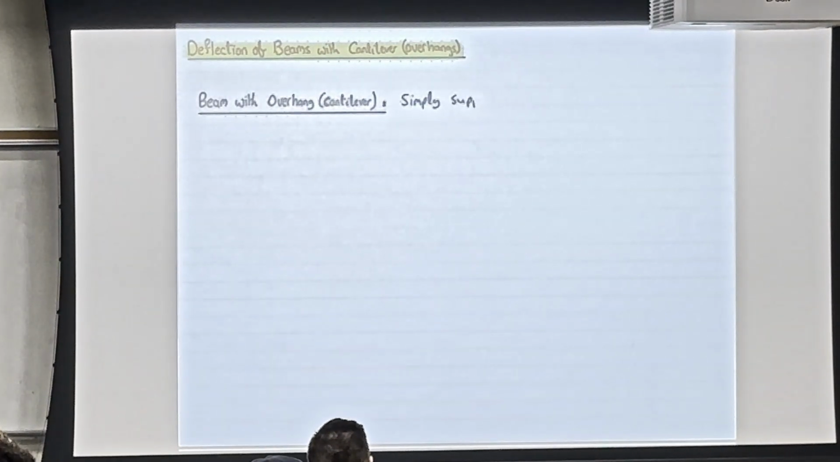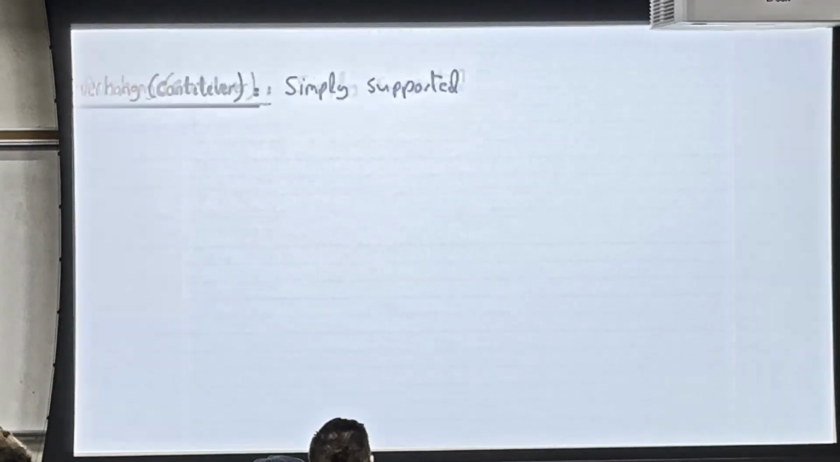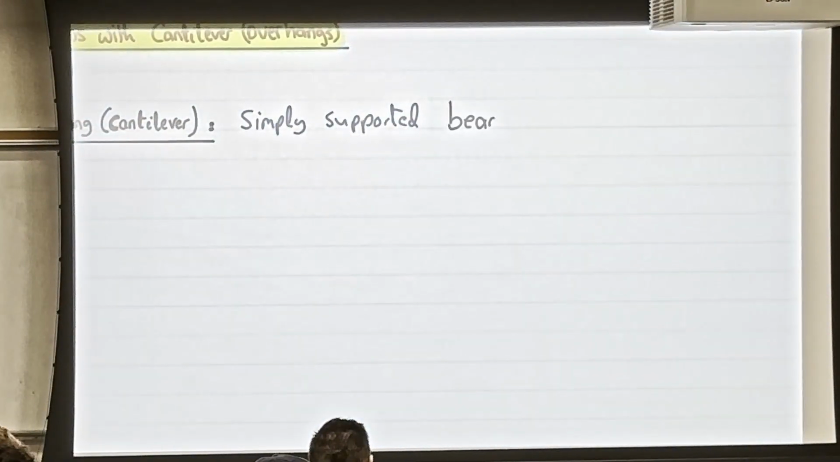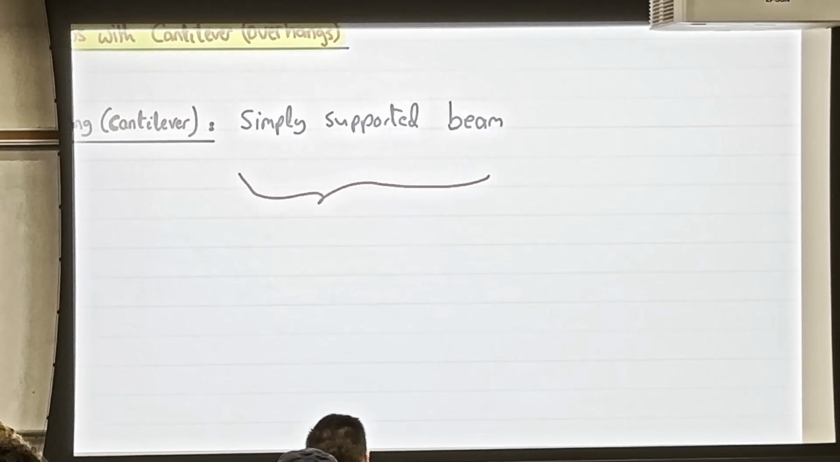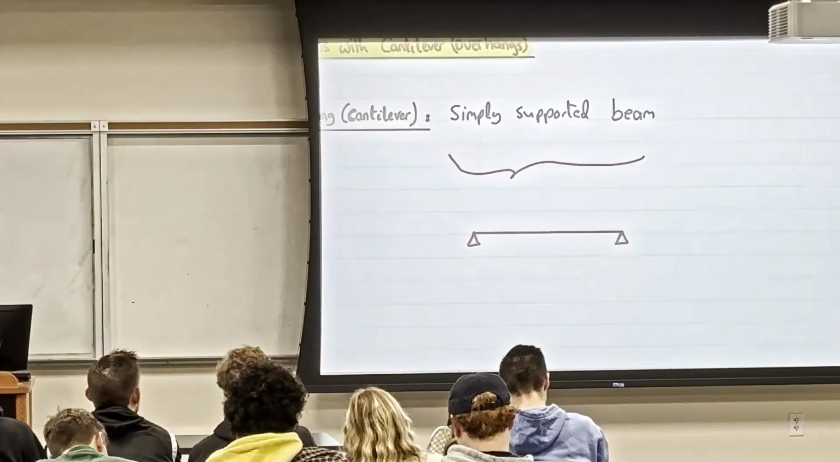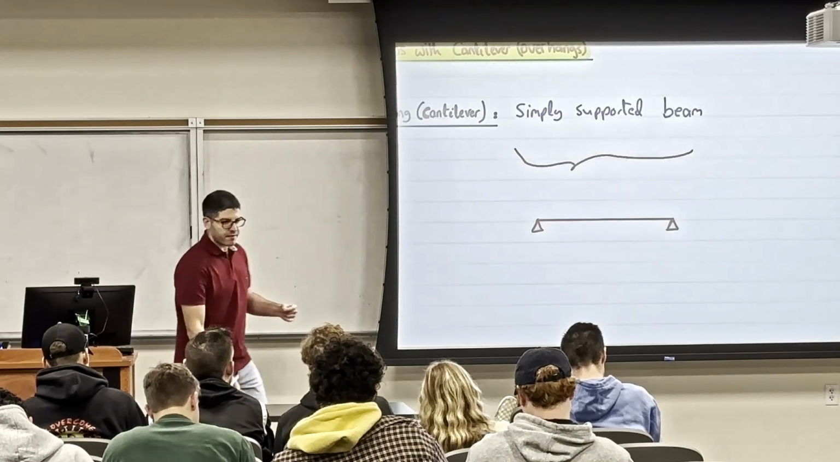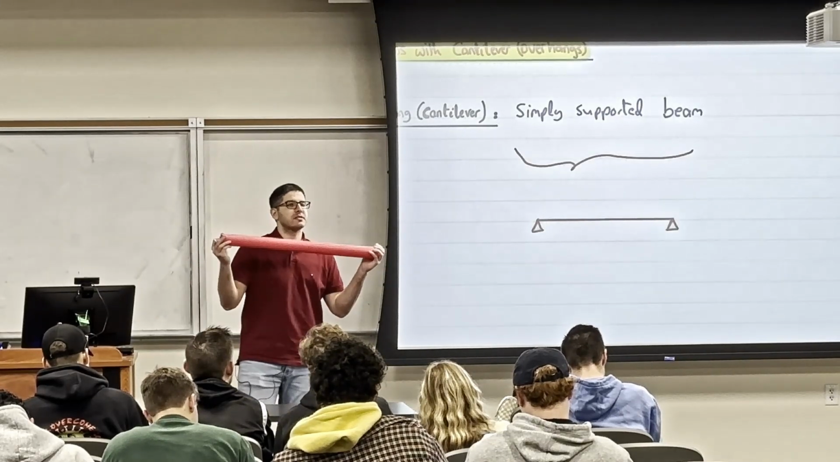Simply supported beam. When I say simply supported, I maybe didn't explain this in detail last time, but simply supported means you have a beam and you have a pin and roller at both ends. That's the definition for a simply supported beam, which means we have a beam and it's supported at both ends.